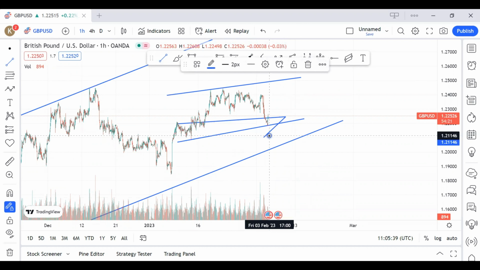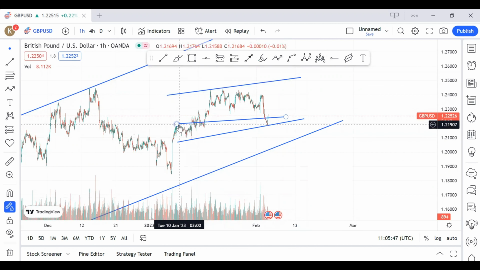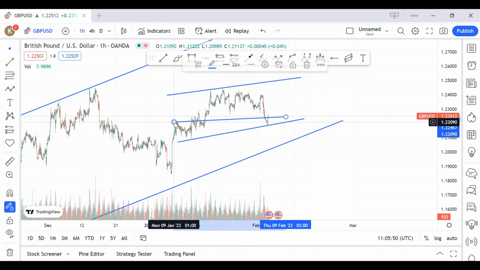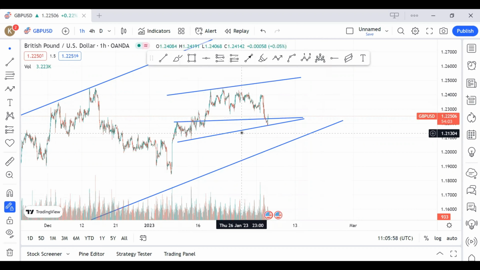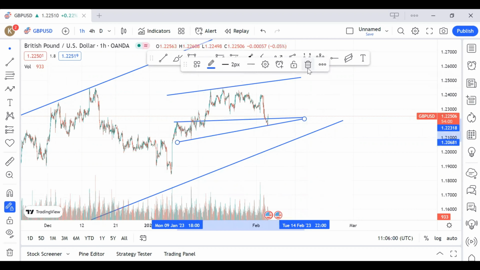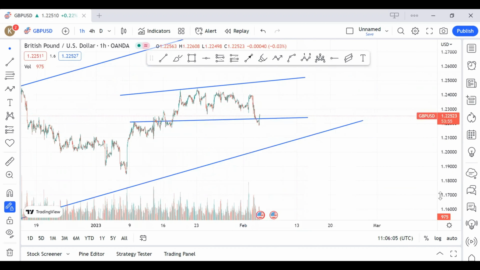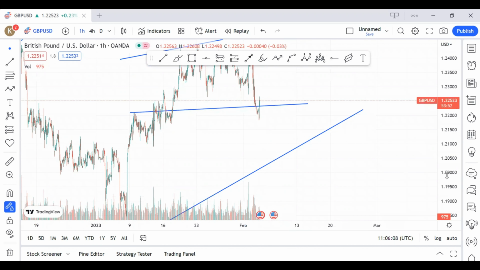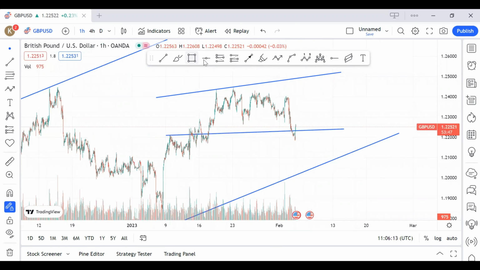I'll remove this structure here and put this one here to enter my buy trade. This is for entering a late buy trade, guys. For a late buy trade. This is what you can master. Entry points, entering a late buy trade.